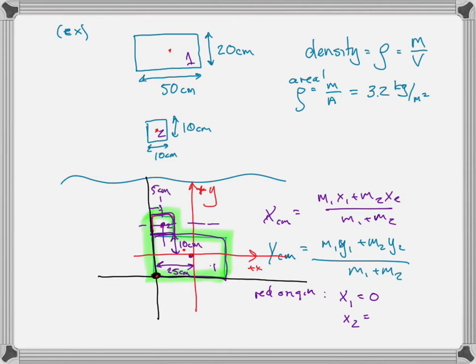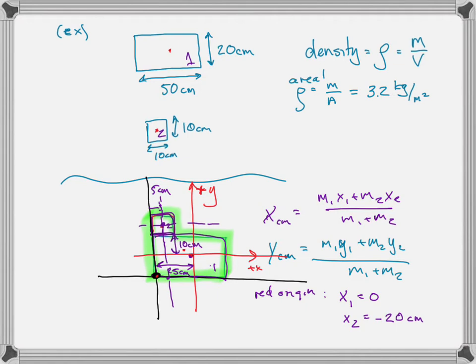And so from that, you should be able to tell that x2 is to the left of the origin by 20 centimeters, minus 20 centimeters. Figure that out for yourself. The position in the horizontal direction on the x-axis, this position here, is minus 20 centimeters from the red origin.